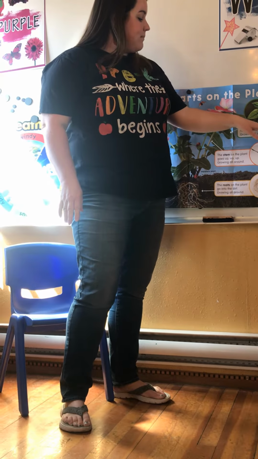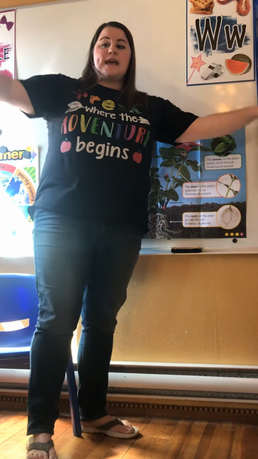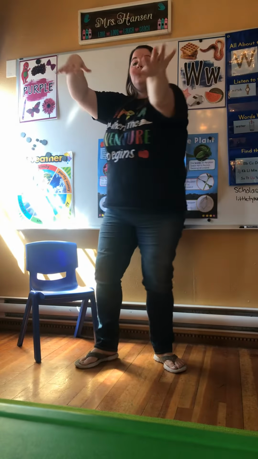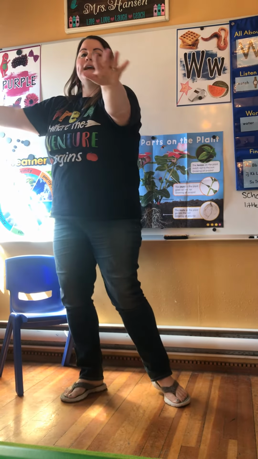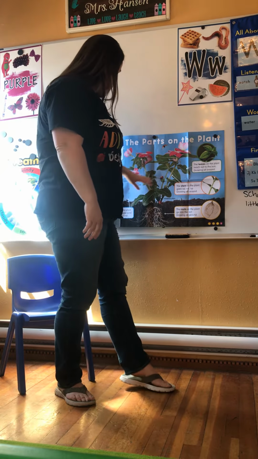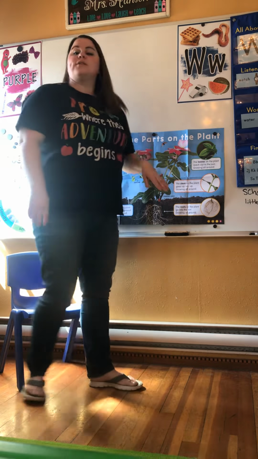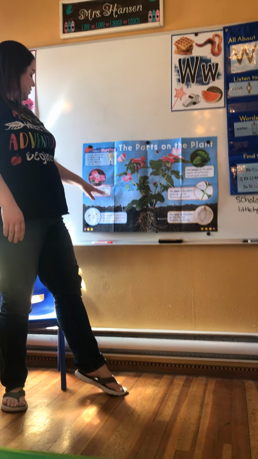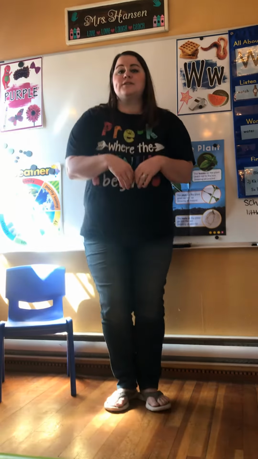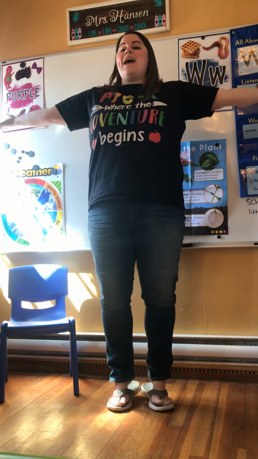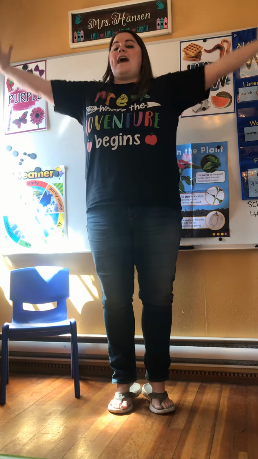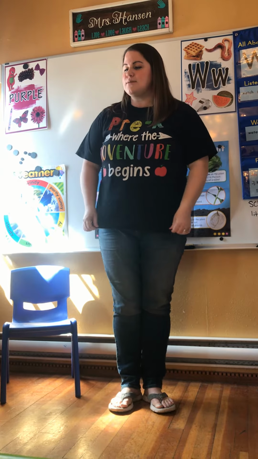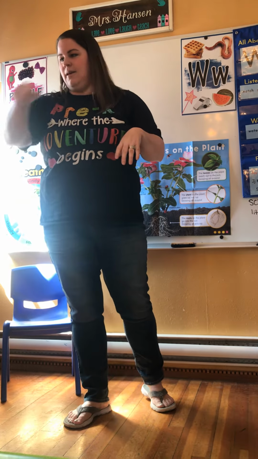The leaves on the plant reach out to the sun. Okay, put your leaves out like this, friends. Reach out to the sun. All right, and then the flowers on the plant will open and bloom. Open and bloom. Like this. So we're going to go open and bloom. Okay, Holly, do this with me. Dax, do it with me.